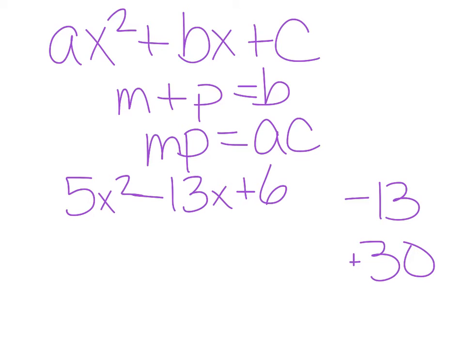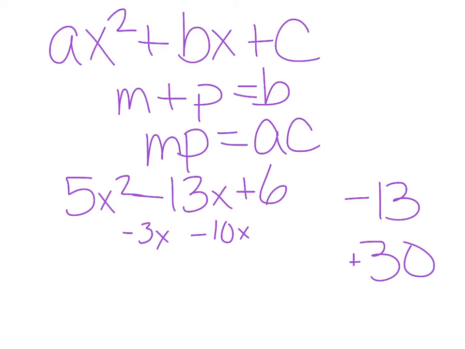All right? So, let's see, 30. 5 and 6, okay, but negative 5 and negative 6 does not give me negative 13, that's a negative 11. I think it must be 3 and 10. So, negative 3, negative 10. Now, that would be negative 3x and negative 10x. So we're going to break this apart into negative 3x and negative 10x.